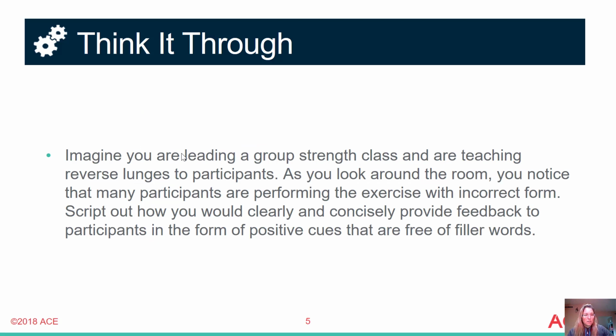Also, just a quick little think it through question here. Imagine you're leading a group strength class and you're teaching reverse lunges to your participants. As you look around the room, you notice that many participants are performing the exercises with incorrect form. Script out how you would clearly and concisely provide feedback to participants in the form of positive cues that are free of filler words. So take a minute and write it out. What's some clear, concise cueing that you would give to those participants who are performing the reverse lunges incorrectly? Pause the video and write it down.